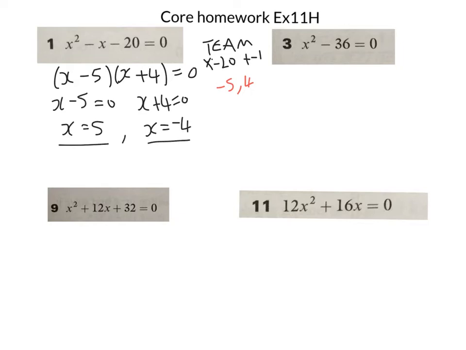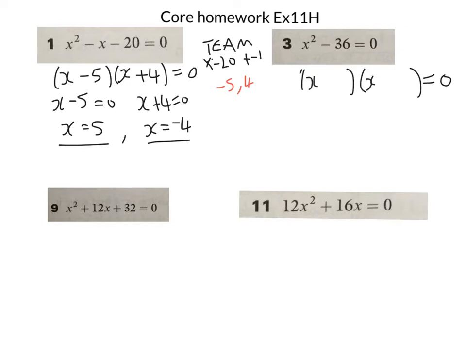You can write it as a comma or an or. Number 3. Again, we've got a quadratic. It's equal to 0, so we've got to solve it like a quadratic. It's going to be double brackets. We're going to factorize the left-hand side. It'll be x and x.